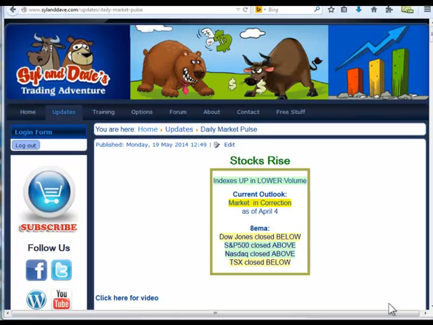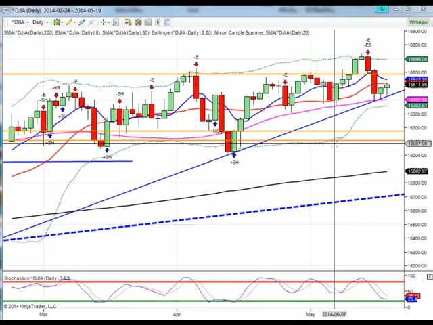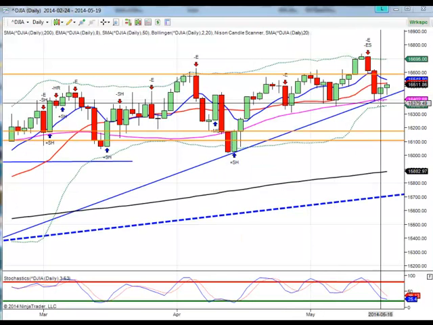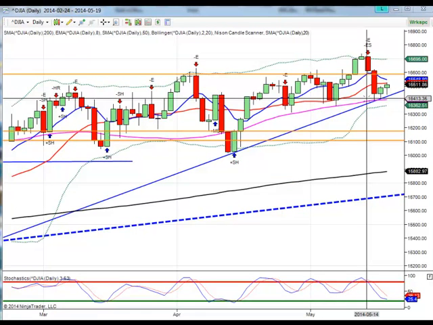So markets and stocks rise, however, in very quiet volume, in a quiet session. So we're still in a correction. We do have the S&P and the Nasdaq above the 8 moving average, whereas the Dow and the TSX remain below. So here is the Dow coming off the 50, a little bit of a bounce, but still remaining below the 8 and the 20-day moving averages here as well.